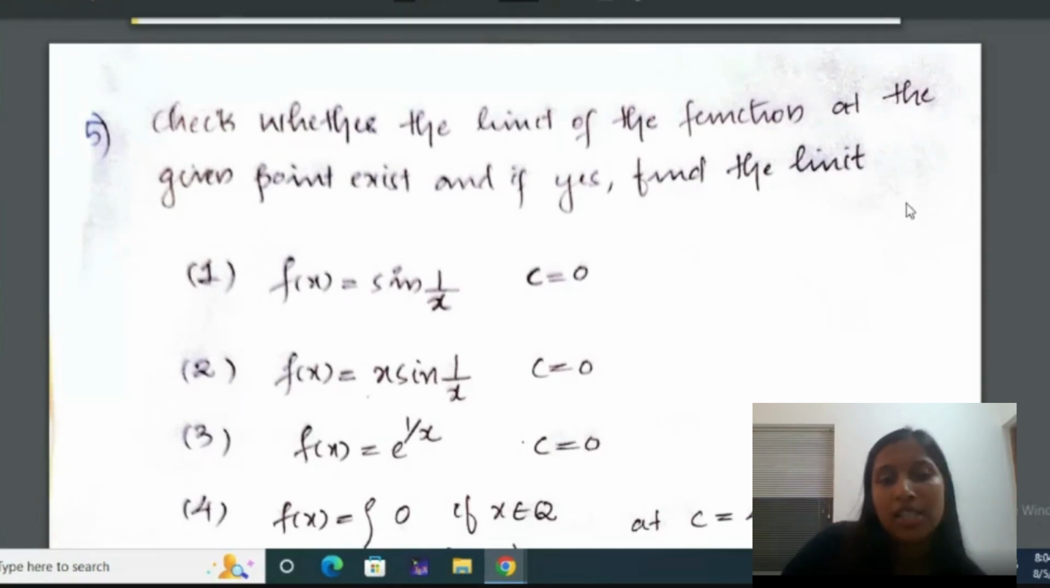The next question is f of x equal to x sine 1 by x. I think this question is actually a simple one. You would have done it so many times. So my point is, if we have, sorry.